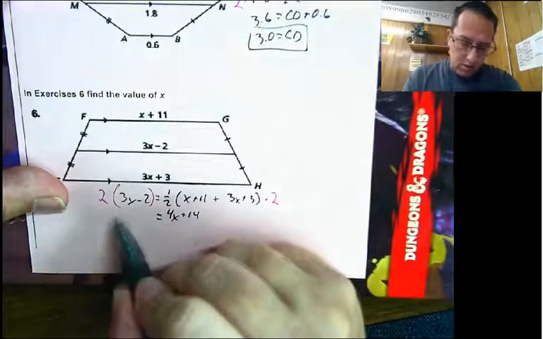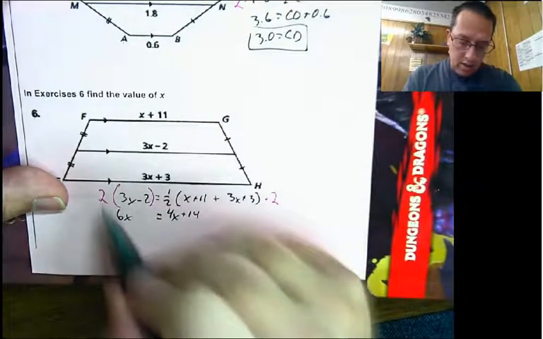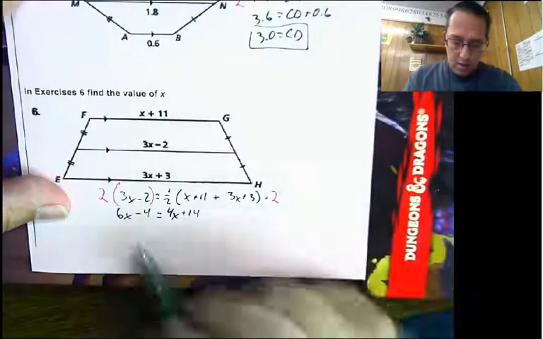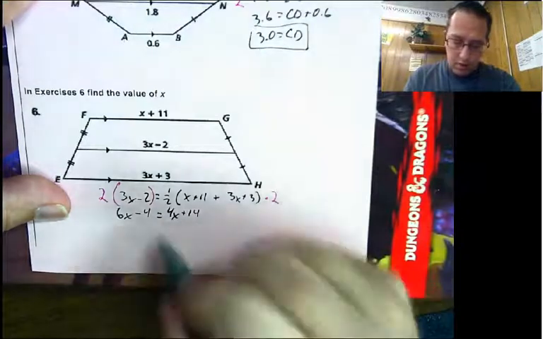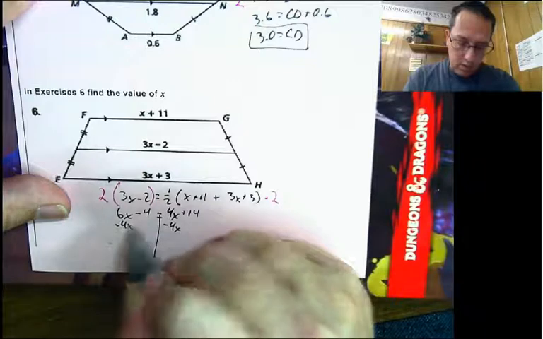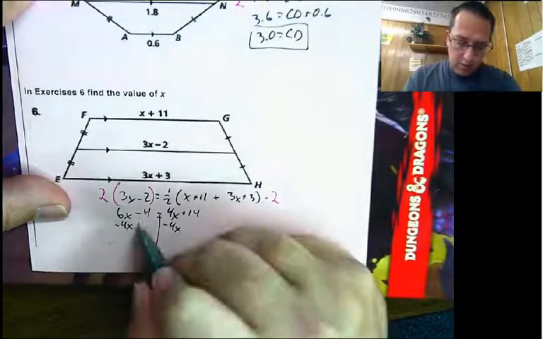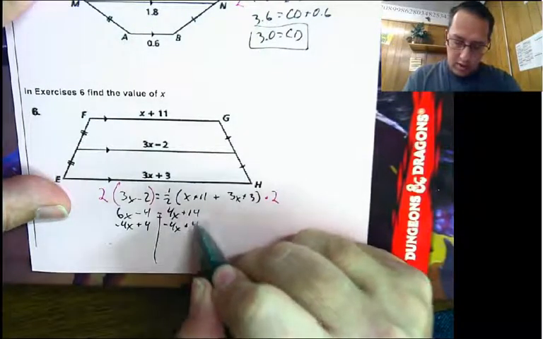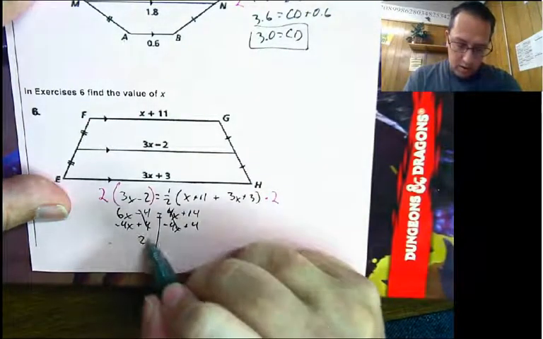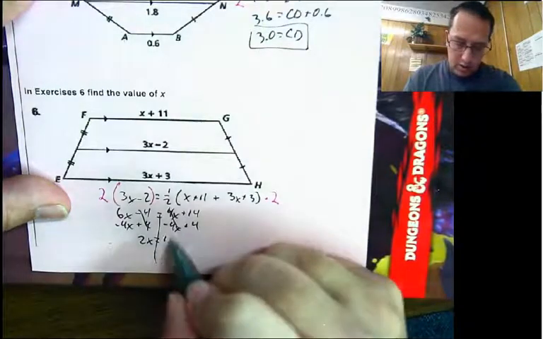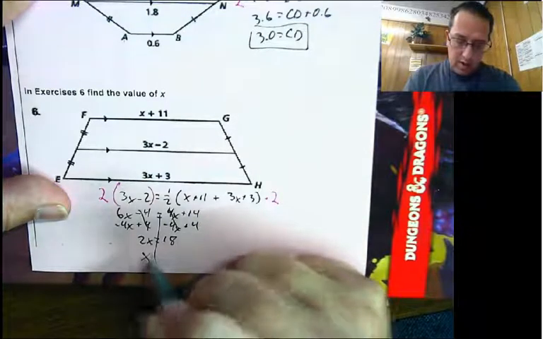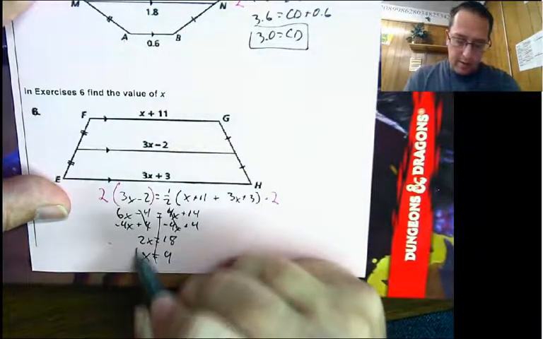And now let's distribute this stuff in. So 2 times 3x is 6x. 2 times negative 2 is negative 4. All right, so let's solve for x. First, we're going to move the 4x over. It's minus 4x, minus 4x. We need to get rid of the 4, so we're going to add 4 to both sides. So that's gone. And I'm left with 2x equals 18. Divide both sides by 2. And now x equals 9.